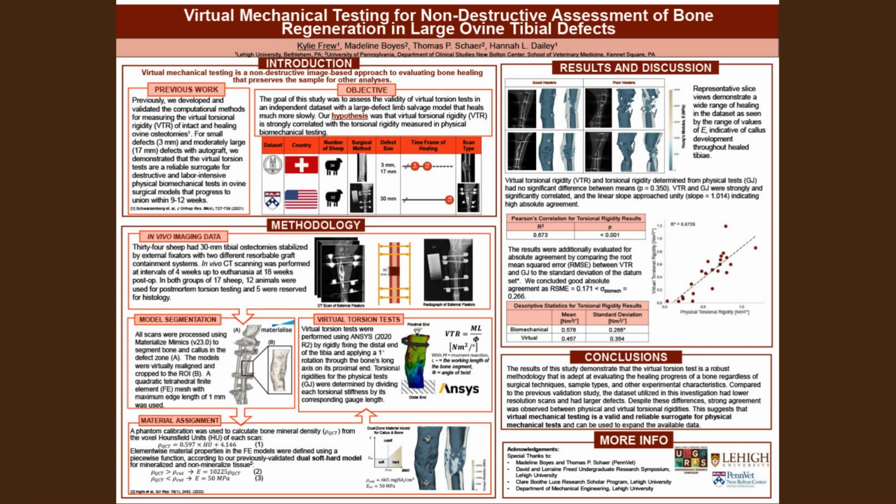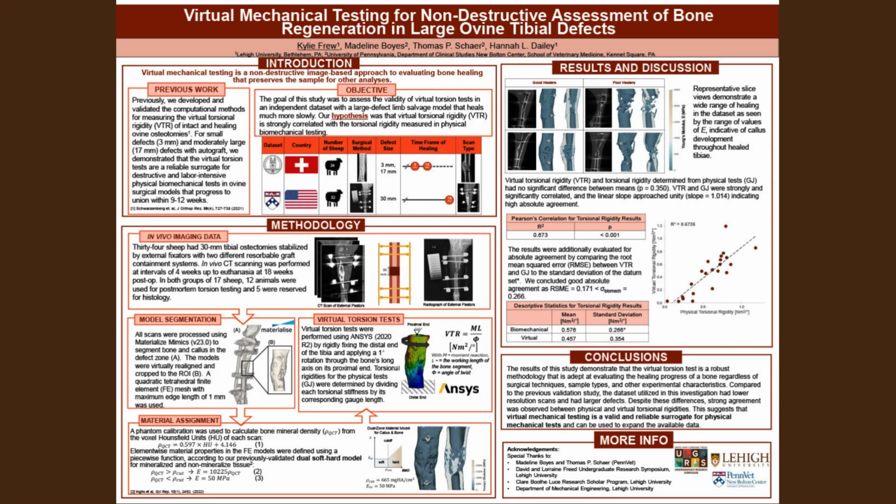After that, the standard way of determining if the virtual torsion test is a viable substitute for the physical test is by comparing the root mean squared error between virtual torsional rigidity and the physical torsional rigidity, represented by the letters GJ, to the standard deviation of the biomechanical or physical data set. Since the root mean squared error is less than one standard deviation of the physical test data, we can conclude that virtual tests using computational methods were a viable surrogate for the physical tests, allowing researchers to use virtual methods in lieu of the physical destructive methods and be able to expand upon the data they could receive from their data set.